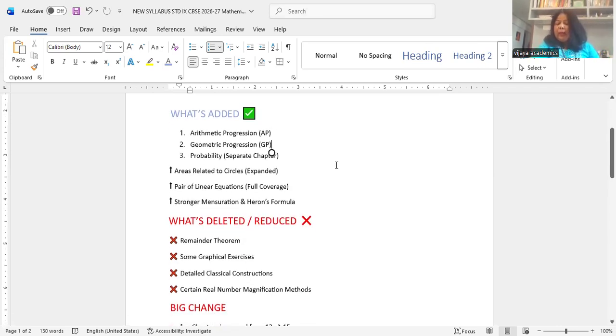So first lesson, arithmetic progression has been added, geometric progression. This is the second lesson. Then the third lesson, probability, will be a separate chapter.